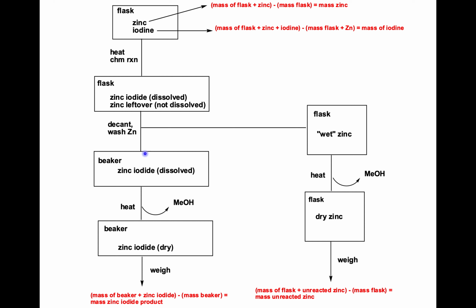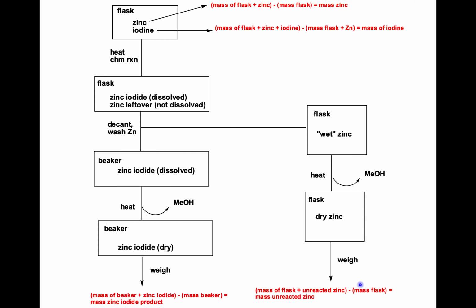When that's finished, you'll decant off the methanol and wash it 3 separate times with methanol in order to then get in a beaker, which again, you've determined the mass of that beaker. That beaker will have zinc iodide dissolved in methanol, and you'll have a flask of your wet zinc with some traces of methanol. You'll heat both of these up until, after multiple rounds of heating it up and then weighing it again, there's no change in mass. You'll know now that you have dry powders, and you'll be able then, knowing the mass of the beaker plus the zinc iodide and the mass of the beaker before you added anything to it, you'll then have the mass of the zinc iodide product.